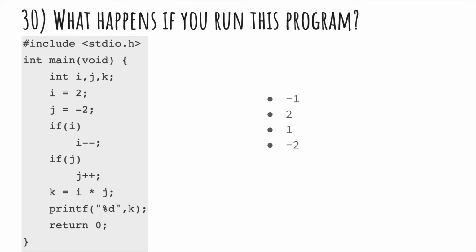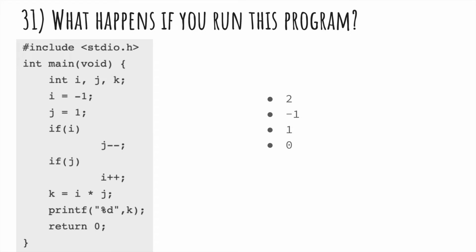What happens when you run this program? Well, i equals 2, j equals negative 2. If this is true for any non-zero number, so i--, now i equals 1. And then if j, that's true, so j++, so j equals negative 1. And then k is 1 times negative 1, which is negative 1, and that is your answer. How about this? i is negative 1, and j is 1. If I subtract 1 from j, j is 0. If j, that's not true, so we'll go right to k equals i times j, and since you're multiplying by 0, the answer is 0.